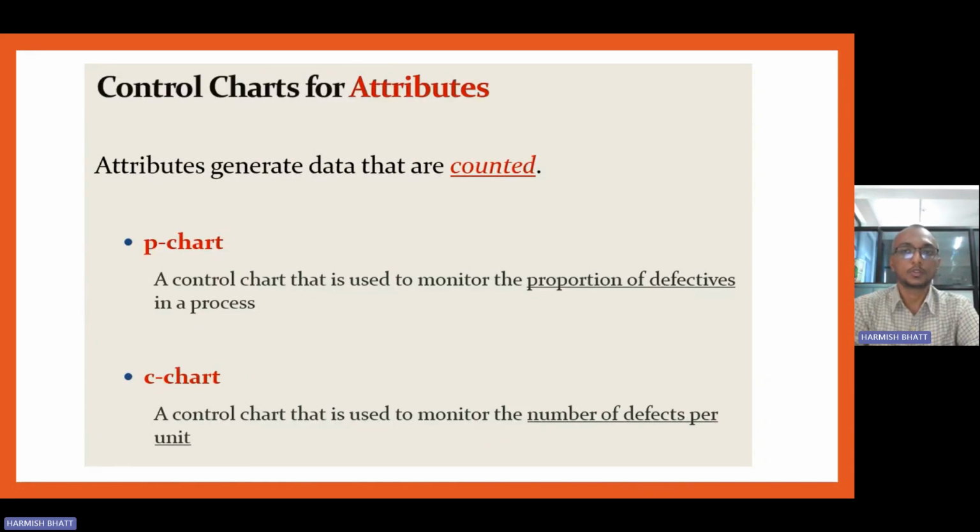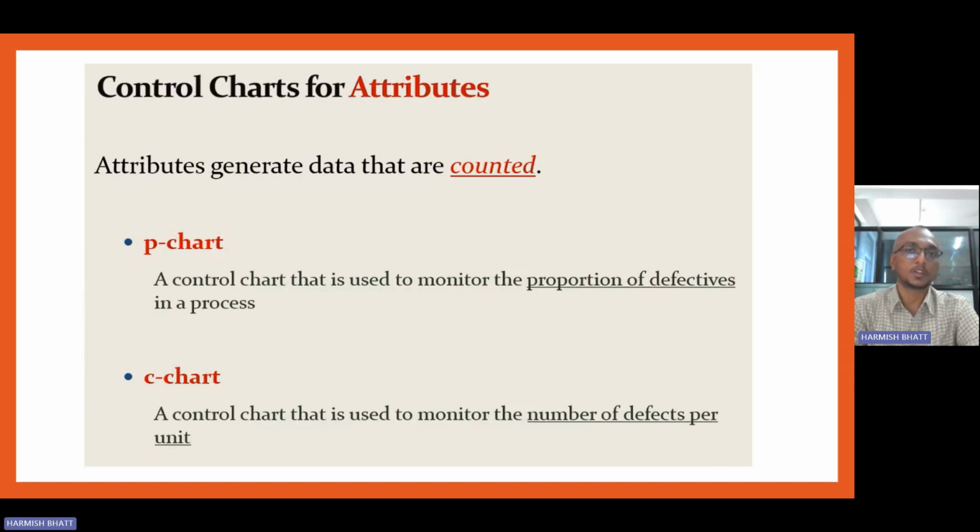So far we have understood the meaning of control charts, the different types of control charts, and how to plot them. Basically there are two types of control charts: the first one is control charts for variables, and the second one is control charts for attributes. Under control charts for variables, we have covered the X bar chart and R chart till the last session.